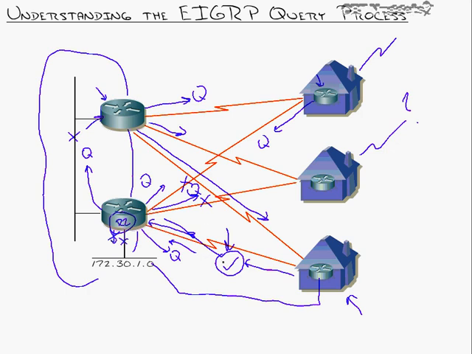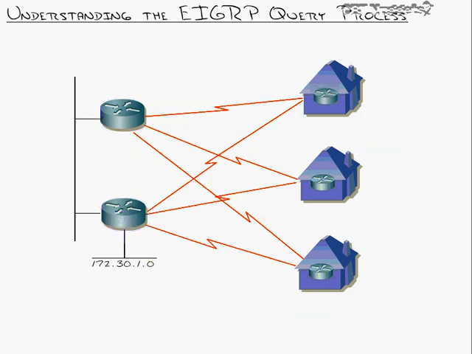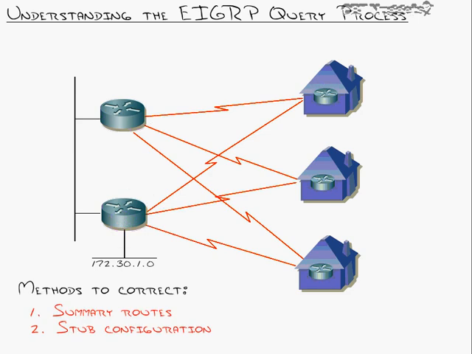So, all in all, with all this query madness that you see on the screen, I'm going to clear that off. There are two ways that Cisco has created to solve the query problem. Number one is a summary route. We can use summary routes to fix this problem. Number two is a stub configuration. Let's talk about each one of those.